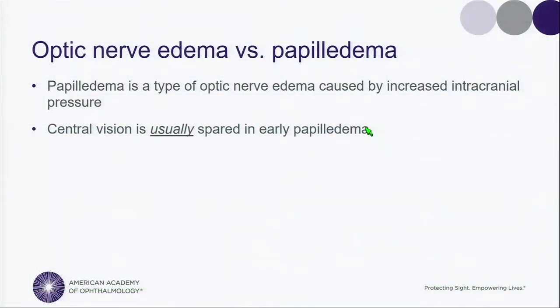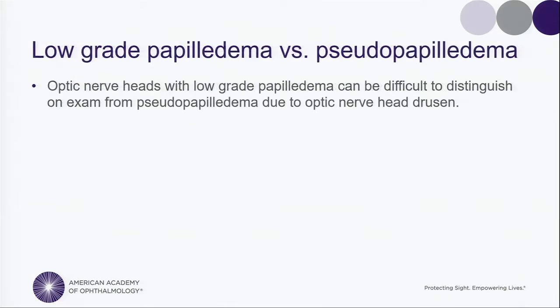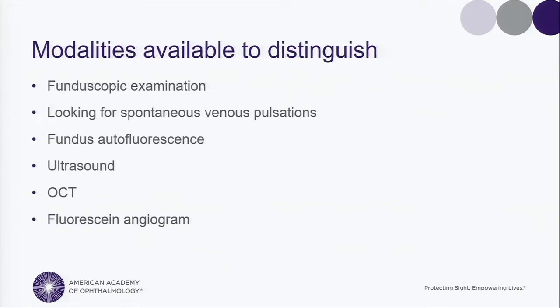So papilledema is a type of optic disc edema that is caused by high intracranial pressure, and usually central vision is spared in early papilledema. Optic nerve heads with low-grade papilledema can be difficult to distinguish on exam from pseudopapilledema, due to optic nerve head drusen in particular. We have multiple modalities to try to distinguish the two entities: fundoscopic examination, looking for spontaneous venous pulsations if a child is good enough to sit for them, fundus autofluorescence, ultrasound, OCT, and fluorescein angiogram.